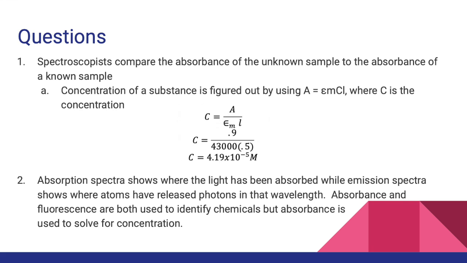Absorption spectra shows where the light has been absorbed, while emission spectra shows where atoms have released photons in that wavelength. Absorbance and fluorescence are both used to identify chemicals, but absorbance is used to solve for concentration.